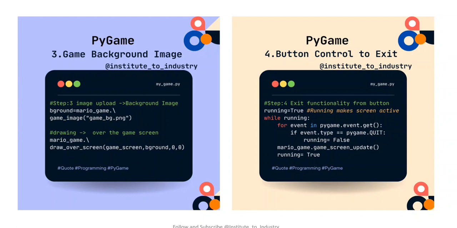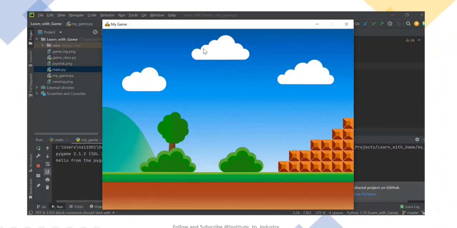Whenever we are making some changes, we need to update the screen, then only that will be displayed. Even if you are drawing some images, we need to call this game screen update. Then only the display will get updated on our screen. Till the time running is true, it will be executed forever. If you are not pressing quit, it will be executed forever. So this is how the background image, the button controls, the game window, and its title and icon will be set up. It will look like this.